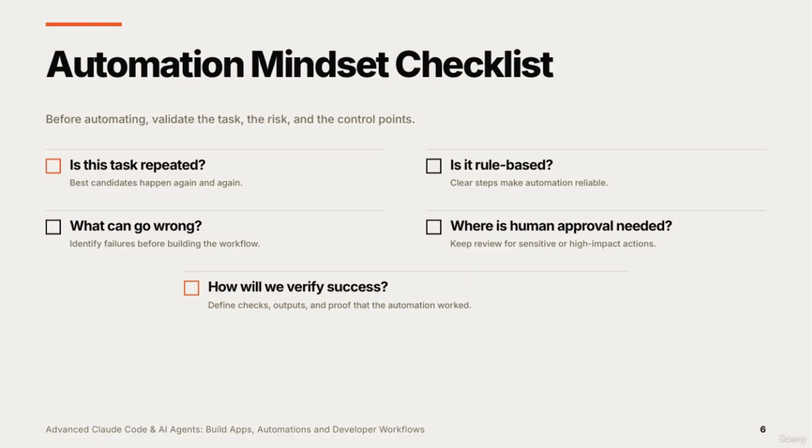Consider what could go wrong by identifying potential failures before you build the workflow, so you can plan safeguards. Also, determine where human approval is necessary. Keeping reviews for sensitive or high impact actions helps maintain control and accuracy. Finally, think about how you will verify success. Define checks, outputs, and evidence that the automation functioned as intended. By following this mindset checklist, you set yourself up for effective and trustworthy automation solutions.